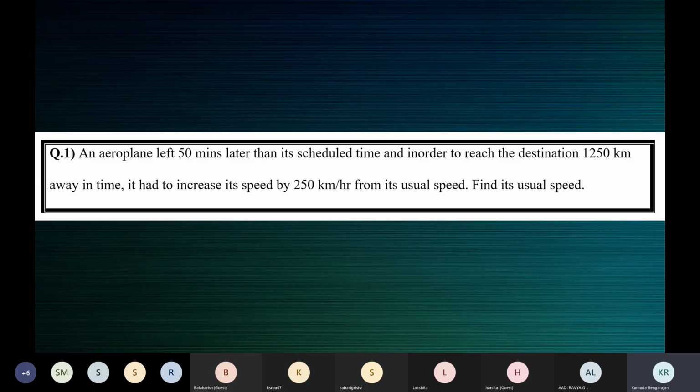Okay, so here we have to find the usual speed of the plane. Recall the question from what we understood in the last class. So we need to find the usual speed of the flight of the plane. So we say let the usual speed be x kilometers per hour. Then what is the new speed, children? If the usual speed is x kilometers per hour, then what will be the new speed?